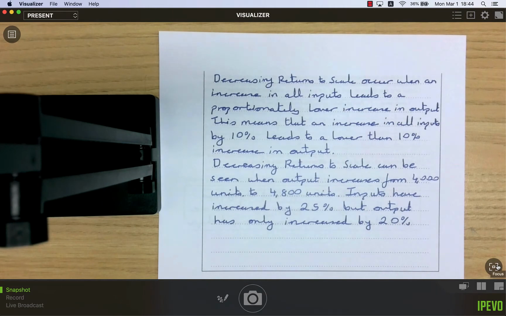Right, well, let's look at this. Decreasing returns to scale can be seen when output increases from 4,000 units to 4,800 units.